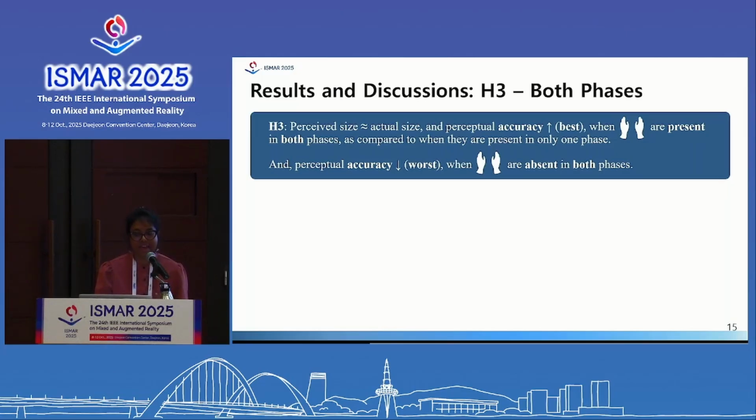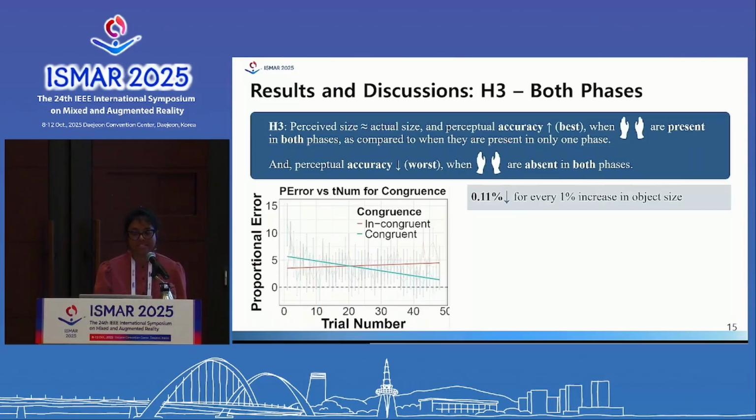In the third hypothesis, we expected the accuracy to be the best when hand avatars were present in both the phases and worst when absent in both the phases. Significant statistical results for the congruent conditions, meaning either present in both the phases or absent in both the phases, from the signed proportional error model showed that as the trial progressed, for every 1% increase in the object size, there was a 0.11% decrease in the perceived size. The same can be observed from the graph.